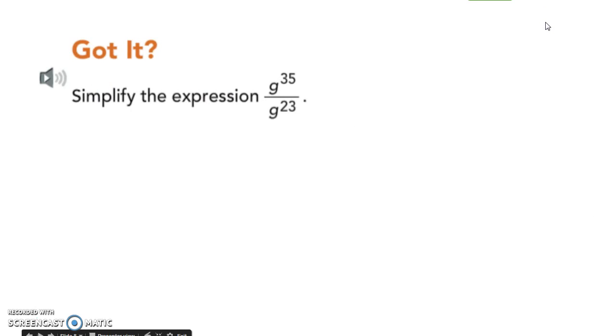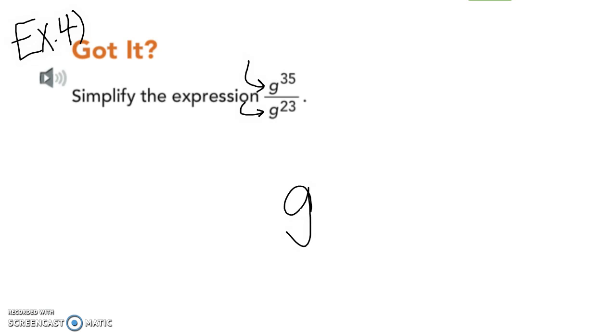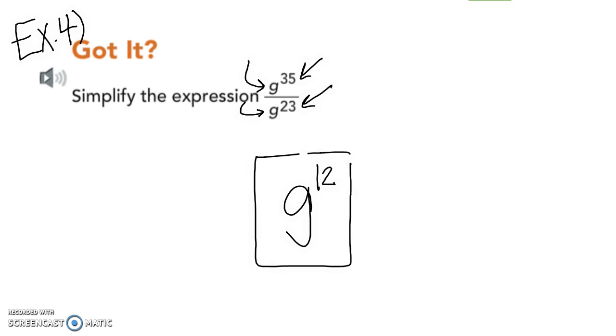So that's how I get the 7 to the 5th power. All right, call this example 4 in your notes. Do this with me now. Example 4. All right, looking at the bases, do we have the same base? Here, the base is G. Here, the base is G. So I know that I'm going to have G. And then what do I do with those exponents? Since this is a fraction, it's division, I'm going to subtract: 35 minus 23 is 12.